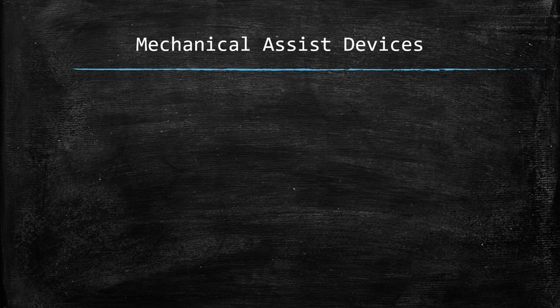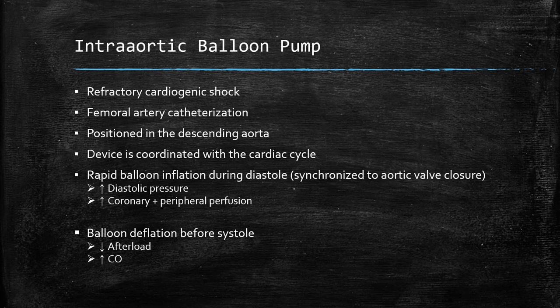Let's finish this discussion by briefly mentioning a few mechanical devices that can be used to temporarily support a failing heart. The intra-aortic balloon pump is used in patients with refractory cardiogenic shock. The device is inserted via the femoral artery and positioned in the descending aorta.